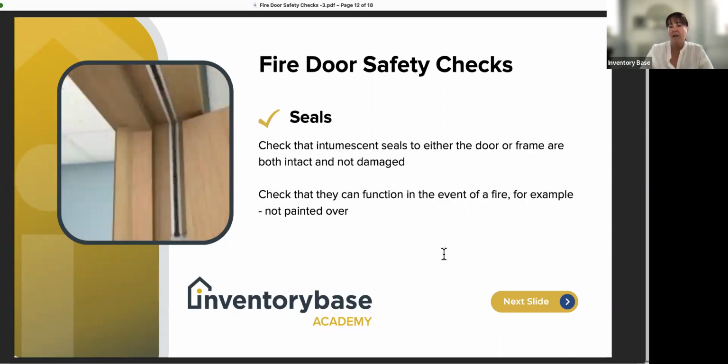Seals. Check the intumescent seals. So these are the seals that you see around either the door or the door frame. And you want to make sure that they're there, they're intact, they're not damaged, and also whether they will function in the event of a fire. Now, obviously, unless you actually create that situation, you won't know exactly what it will do, but you can see whether it's, like I said, damaged, and also make sure that it's not painted over.